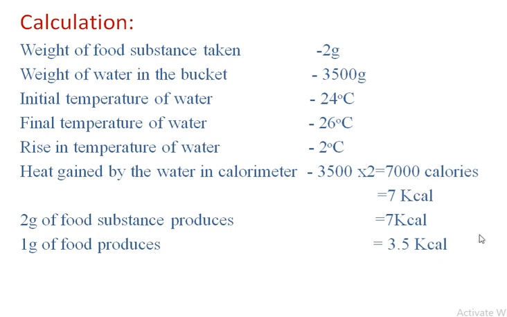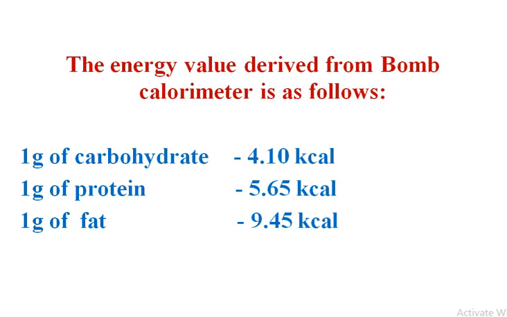By using this calculation, we are able to find out the amount of energy released by the food substance. From this we can derive the energy value of each nutrient. The energy value derived from the bomb calorimeter is as follows. 1 gram of carbohydrate yields 4.10 kilocalories. 1 gram of protein will yield 5.65 kilocalories. 1 gram of fat will give 9.45 kilocalories. These are all the energy values measured by using the bomb calorimeter.